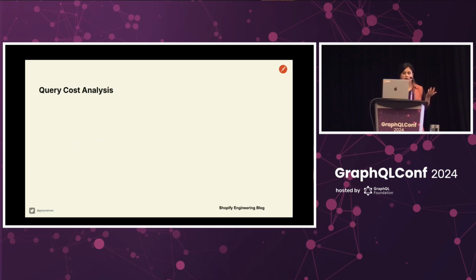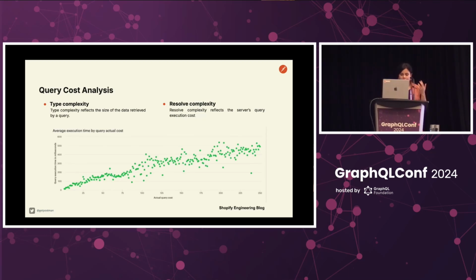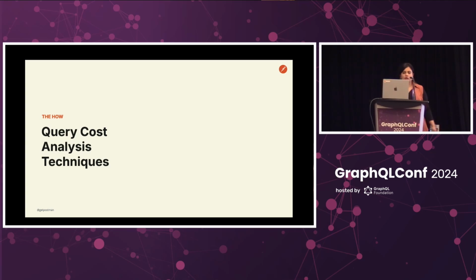There's a concept called query cost analysis, and query cost analysis assigns a weight or a cost to each of these requests based on key factors. The first factor is type complexity, and the second factor is resolve complexity. Type complexity reflects the size of the data being retrieved, since all types are not equal, whereas resolve complexity considers execution costs, including network and data retrieval. So understanding these types of complexity involves minimizing some different accidental services. This is a graph that shows a linear correlation between query complexity and execution time. So let's think about the query cost analysis techniques.